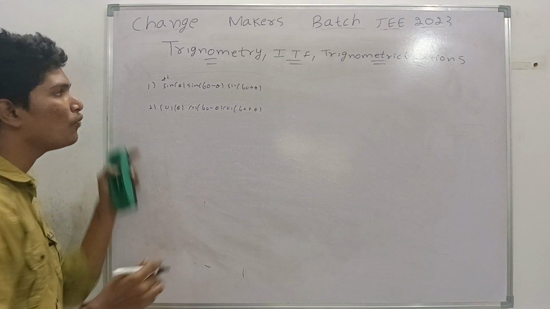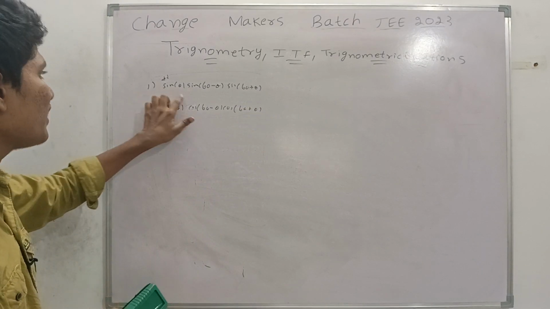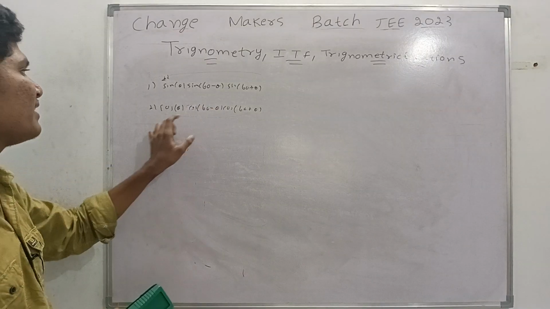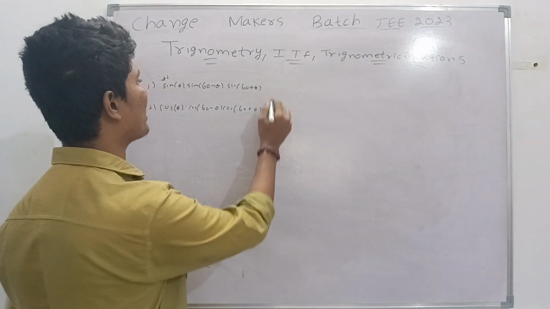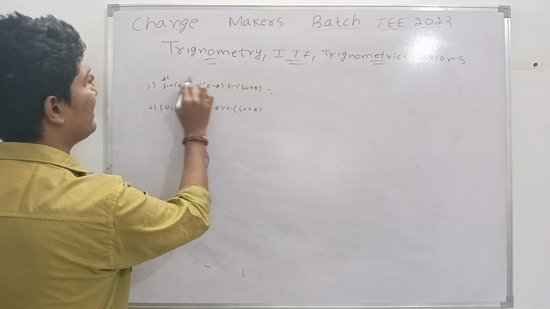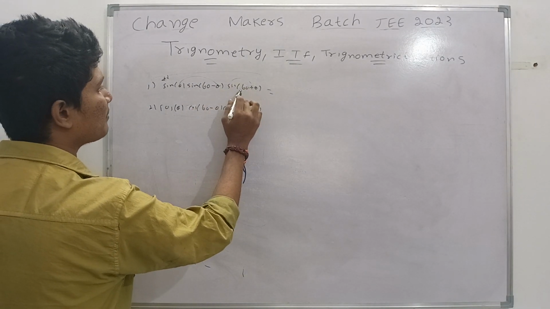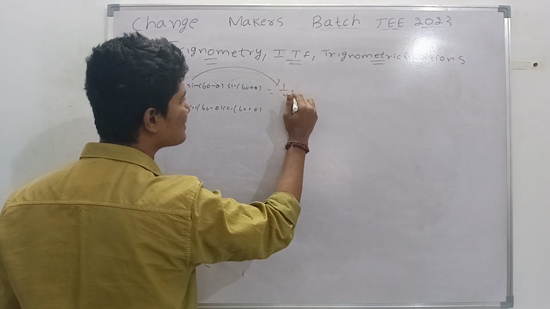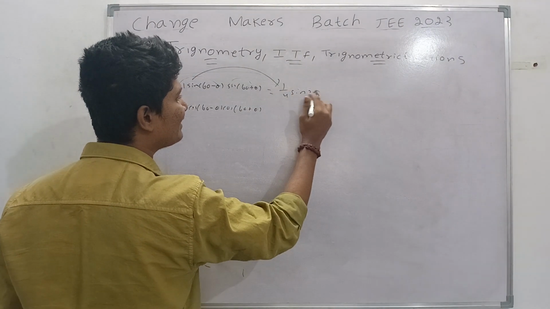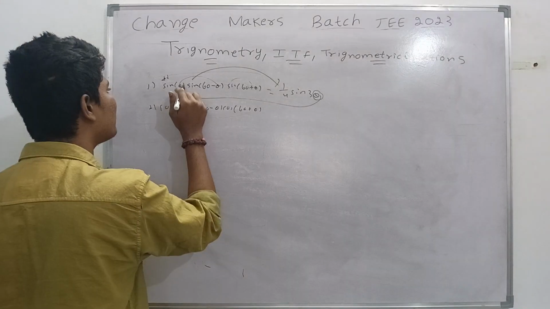If you see these two things, sin of theta, sin of 60 minus theta, sin of 60 plus theta, and cos theta, cos of 60 minus theta, cos of 60 plus theta, you can definitely observe a pattern: there is a decrement of minus theta and an increment of plus theta. So the total formula for this is 1 by 4 sin 3 theta, where theta is the angle of the first value.